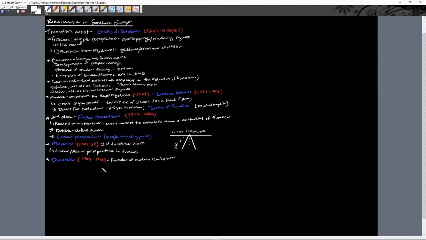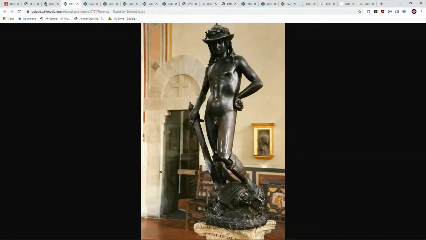There's a very clear influence on him in classical antiquity, especially clear in his bronze David, which he made between the 1420s to the 1460s. Here is that sculpture of David, not to be confused with Michelangelo's marble David, which is probably the more famous one at this point, right?